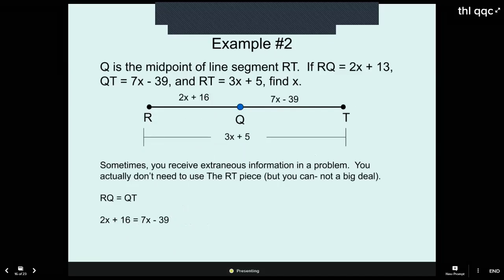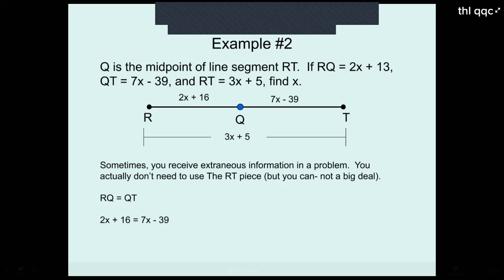All right, example number 2. Q is the midpoint of line segment RT. Okay, so RQ, this piece, equals 2x plus 13. QT equals 7x minus 39. And RT, the whole thing, equals 3x plus 5. Find x. So sometimes you receive extraneous information in a problem. You don't need to use it, the RT piece, but you can, not a big deal.